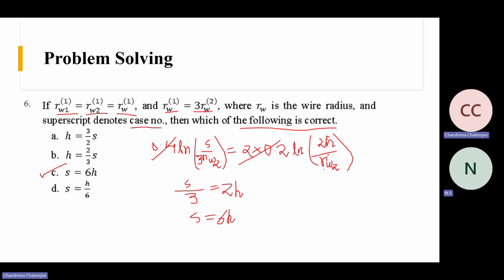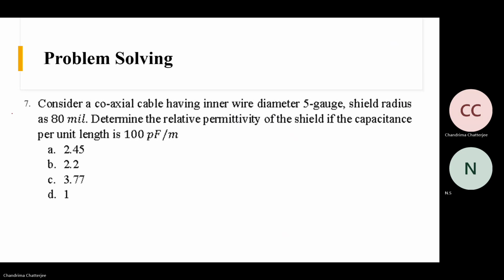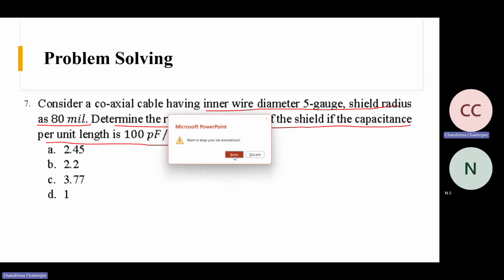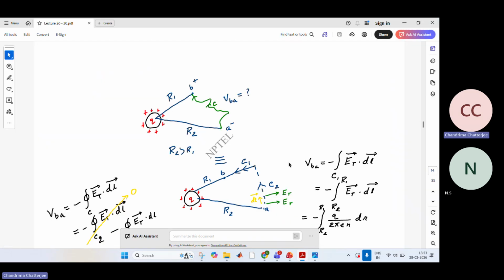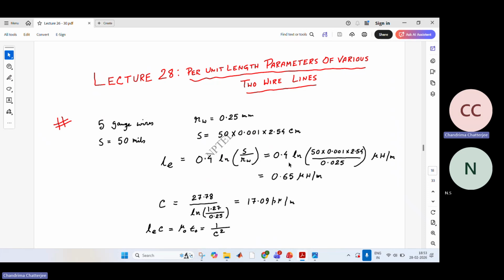Let's see the next question. Consider a coaxial cable having inner wire diameter of 5 gauge and shield radius of 80 mil. Determine the relative permittivity of the shield if the capacitance per unit length is 100 picofarad per meter. So till now we were discussing the two-wire transmission line and single transmission line. Now we will discuss a coaxial cable.